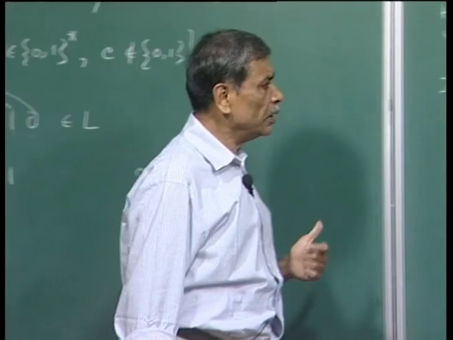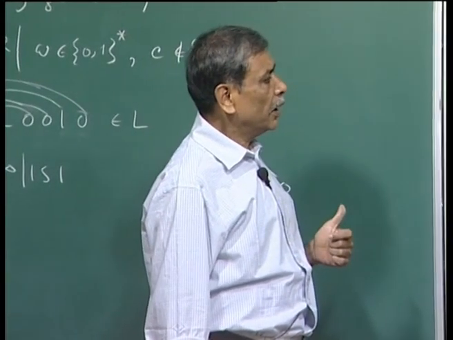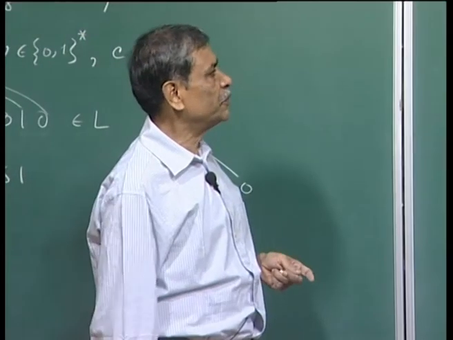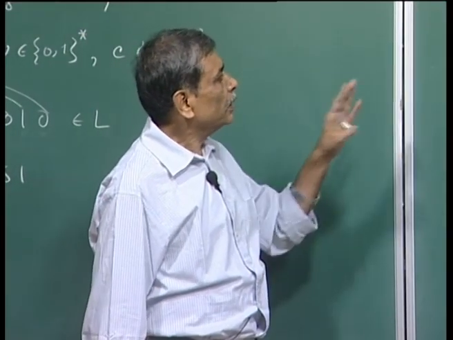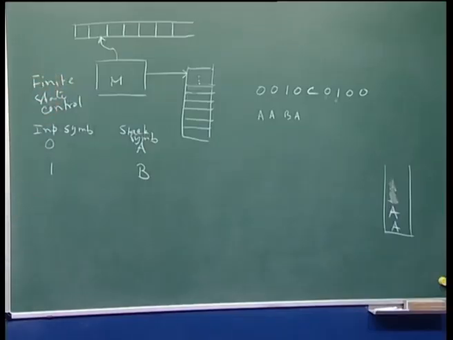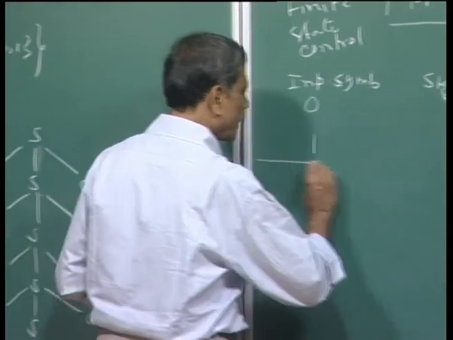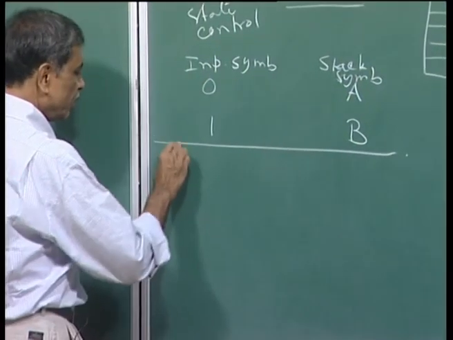Now you can see from this very informal description how we can formalize this kind of machine. You can clearly see what such a machine will have. Of course, first of all, let me write here the machine components.